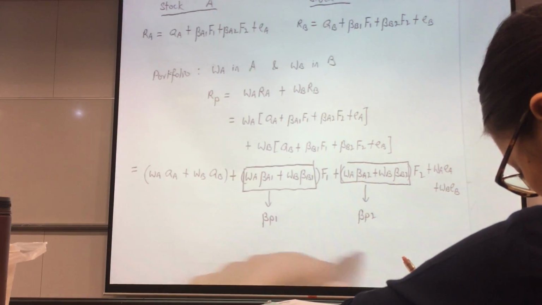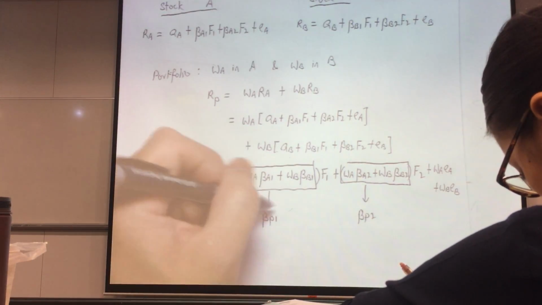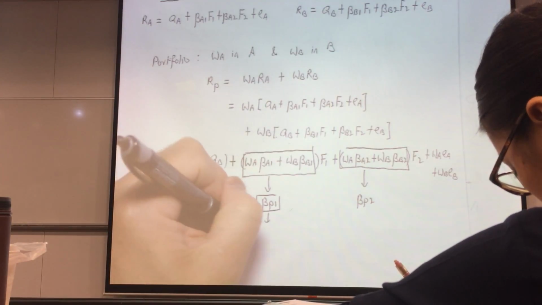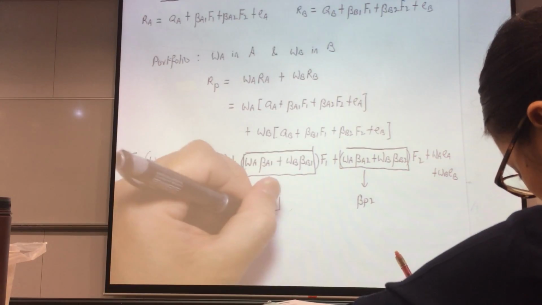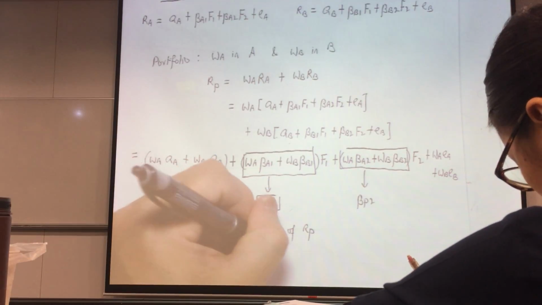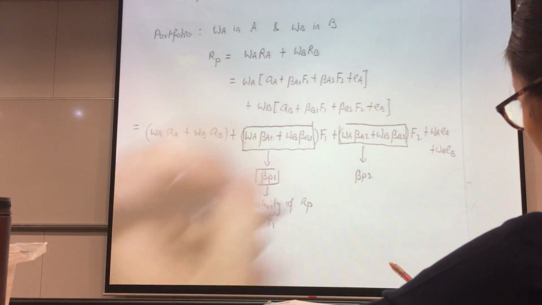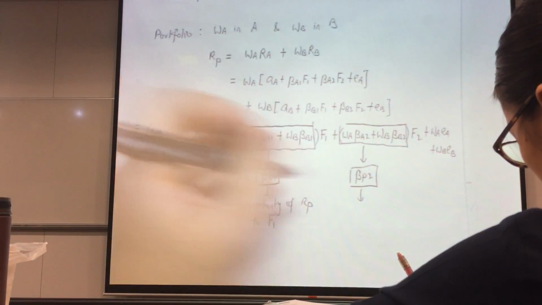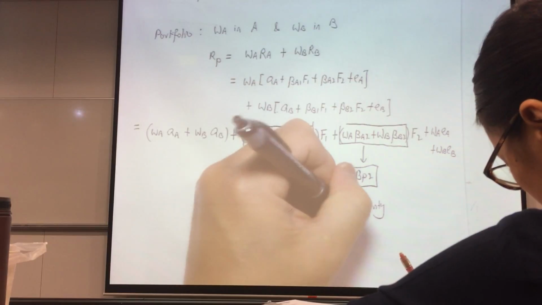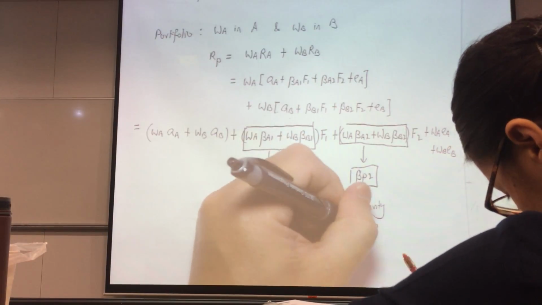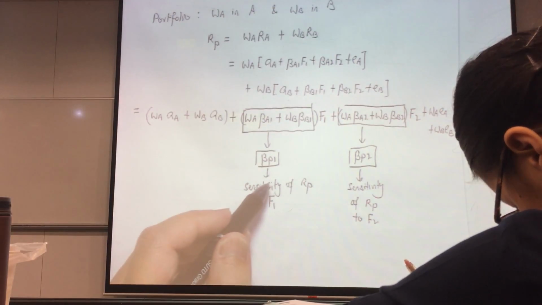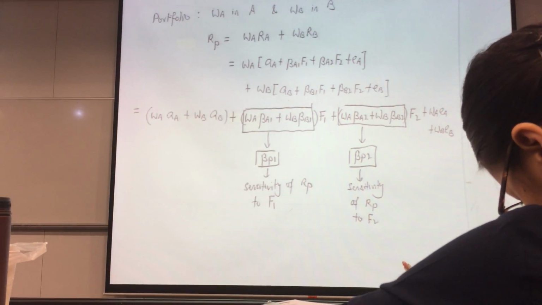Right? So the two calculations here. This is the sensitivity of RP to F1 value. And this number here that you're calculating is the sensitivity of RP to F2 value. Sometimes this number that we calculated is known as a factor loading.